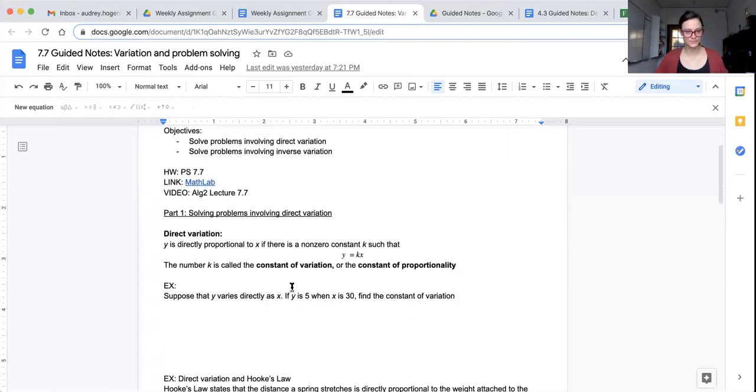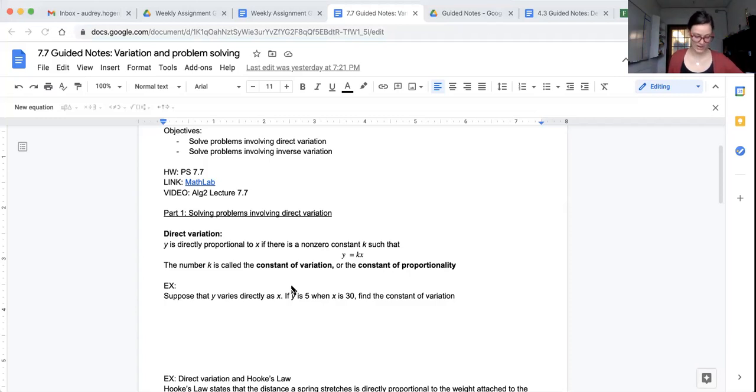So part 1. Solving problems involving direct variation. So we say that y is directly proportional to x if there's a non-zero constant k such that y is equal to k times x. And k represents some constant that's not zero, and that number, k, is called the constant of variation or the constant of proportionality.